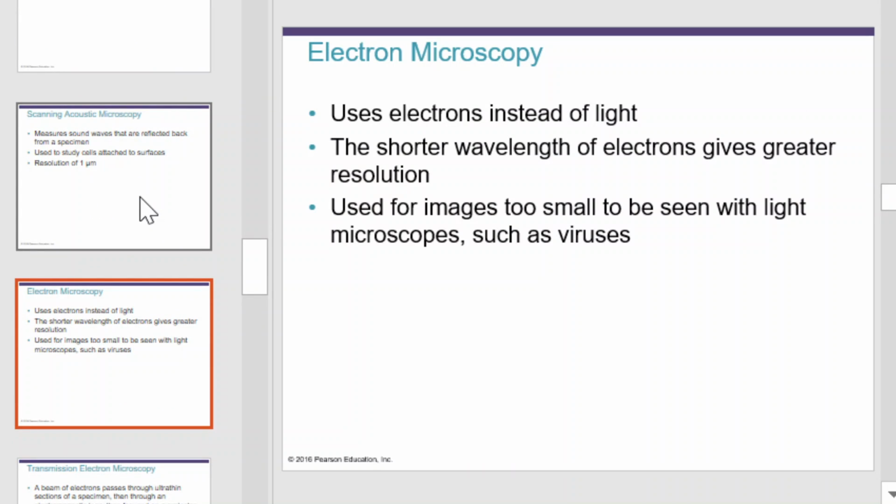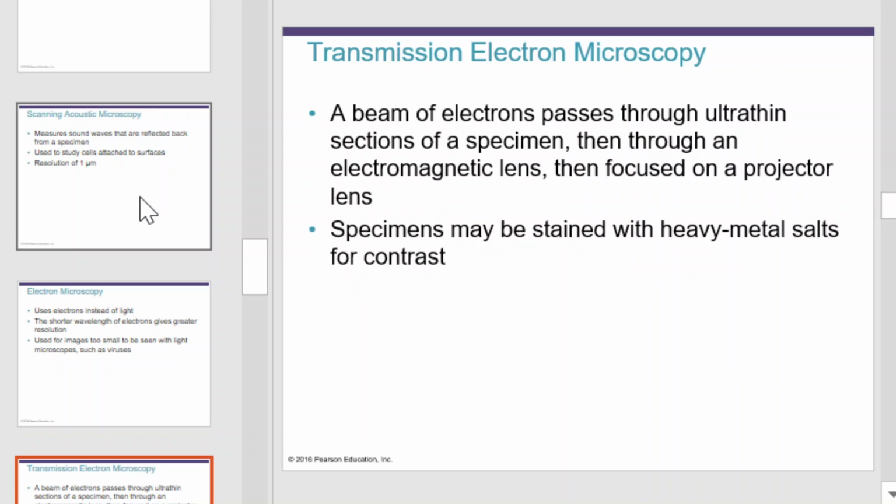Electron microscopy uses electrons instead of light as an illumination source. The shorter wavelength of electrons gives greater resolution. It's used for images too small to be seen with light microscopes, such as viruses.